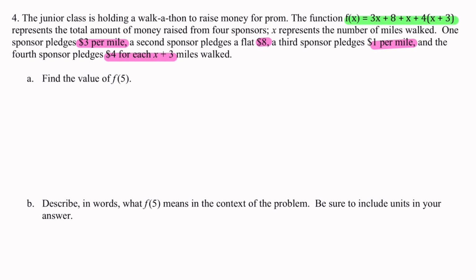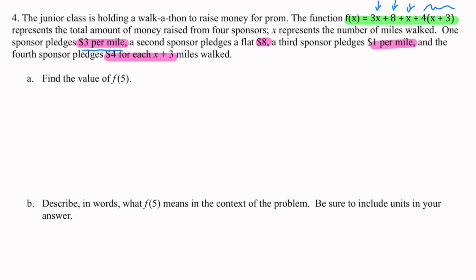Now looking at what we highlighted in pink, let's go back and look at this function. We have one term that's 3 times x, we have another that's just 8, we have another that's just x, and then another is 4 times (x plus 3). Does that look familiar? Each one of these terms represents the money given by each sponsor, and that's why those terms aren't combined. It's to illustrate the donations given by each individual donor.